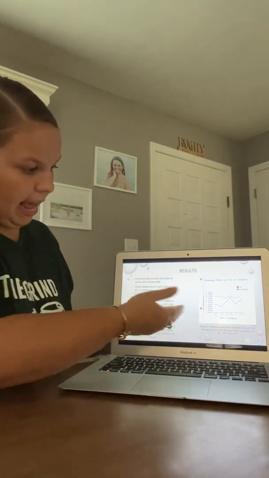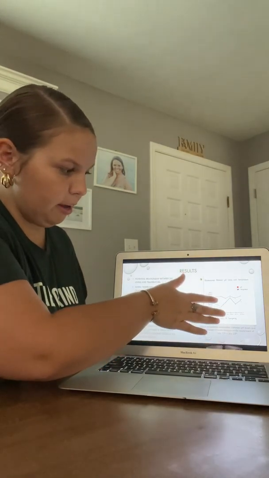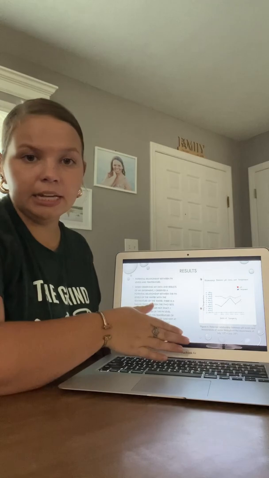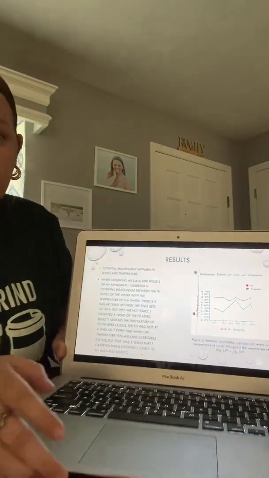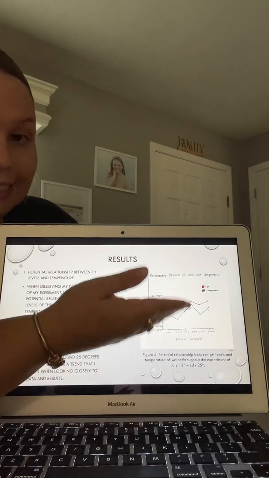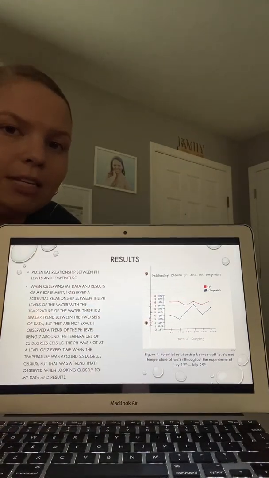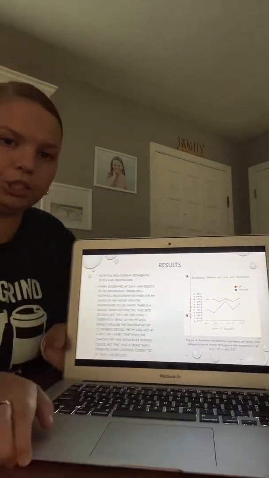And I provided a line graph of the trends of the temperature and the pH level. And you can see, I'll put it a little bit closer. You can see the trend is not exact, but there are some similarities with it. So that's why I wanted to include that potential relationship.